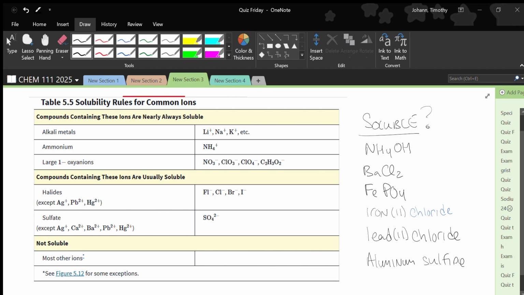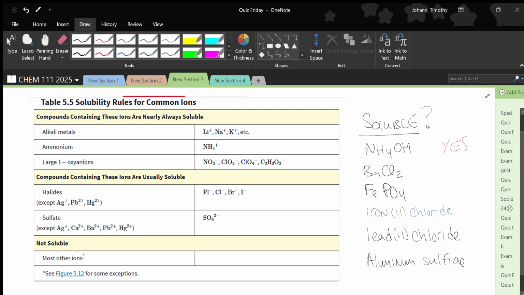All right, so ammonium hydroxide, soluble or not soluble? How many people think it's soluble in water? Okay, got a few people. How many people think it's not soluble in water? All right, the solubles have it. So yes. And the reason it's soluble is if we go over to our table here, it says compounds containing these ions are nearly always soluble. So we're just going to treat them as always. That means there's some exceptions out there that I don't actually know about. Ammonium is always soluble, yes. Okay.